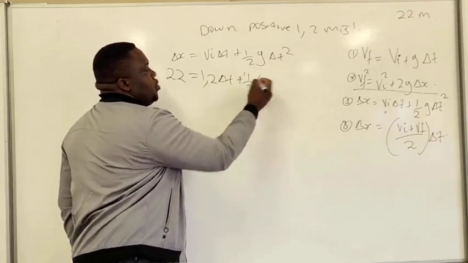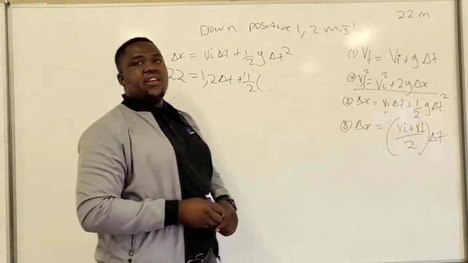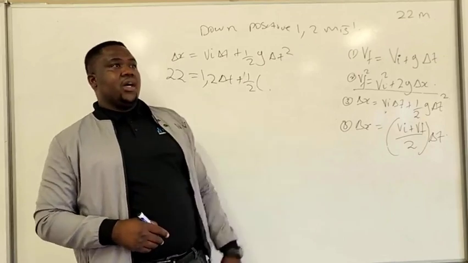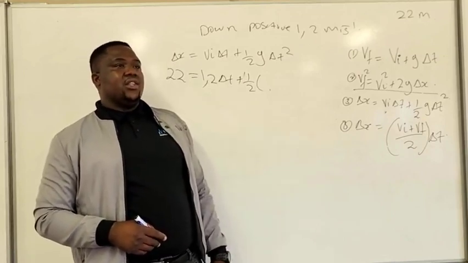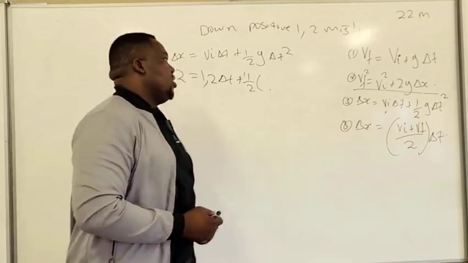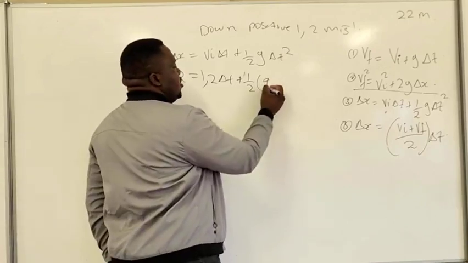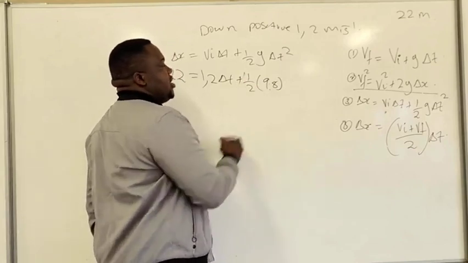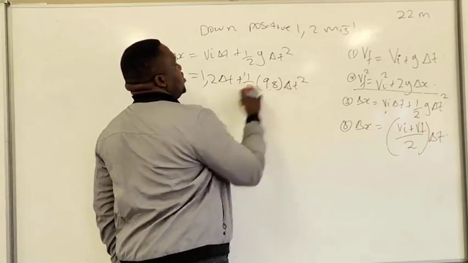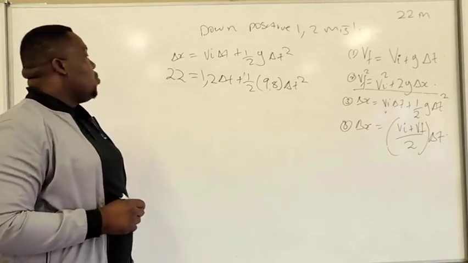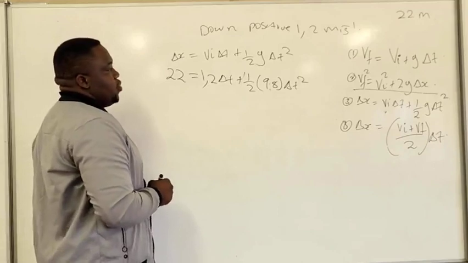Plus 1 over 2. In which direction is the force of gravity? The force of gravity is always downward, meaning that even the acceleration is going to be downward. So we're going to have 9.8 meters per second squared. What about change in time? That's what we're calculating. So we're going to use this formula. Let us try to work it out.